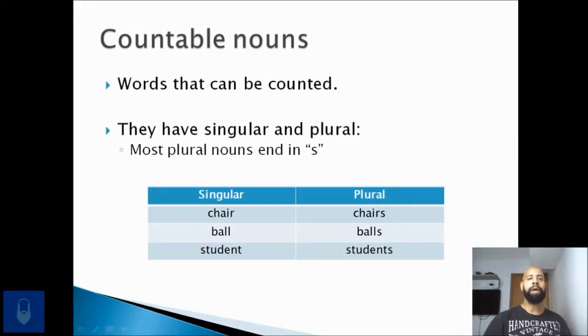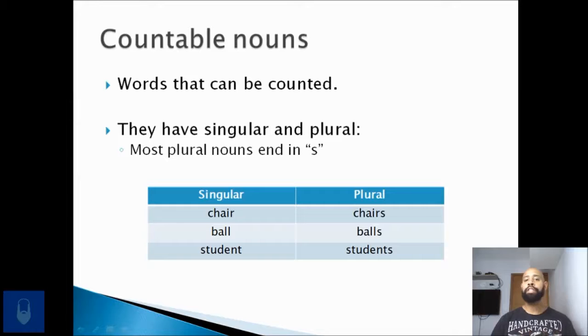First thing to remember about countable nouns, ou seja, words that can be counted, palavras que podem ser contadas, ou seja, objetos, coisas, pessoas que podem ser contadas. We have, for example, one headphone, okay? One remote control, or two earphones, okay? So one earphone, two earphones, or one cell phone, two cell phones, for example. So this is important to remember. Palavras que podem ser contadas, por isso o nome countable ou contáveis.